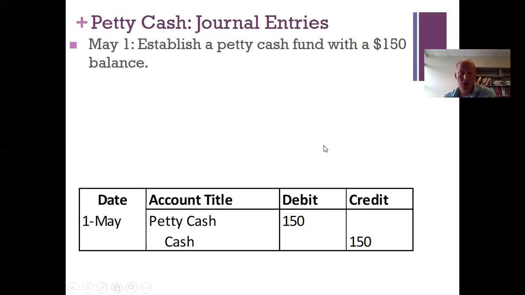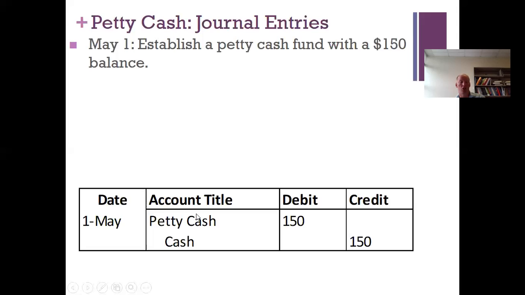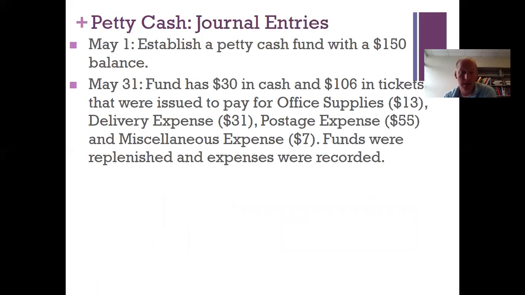Pretty straightforward. Now, that was at the beginning of the month, when we decided to set up a petty cash fund. That would only really happen once, and from then on we wouldn't have this journal entry anymore. But at the end of the month, it says we have $30 in cash and $106 in tickets.